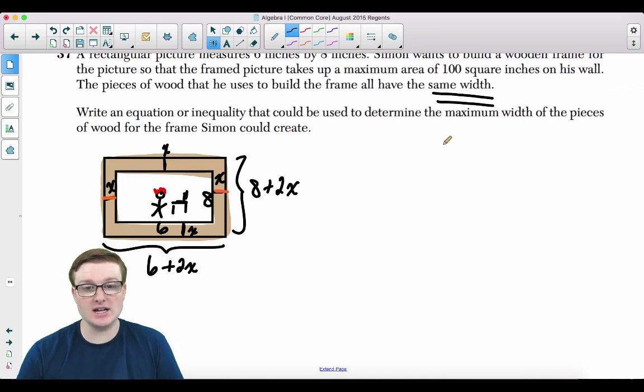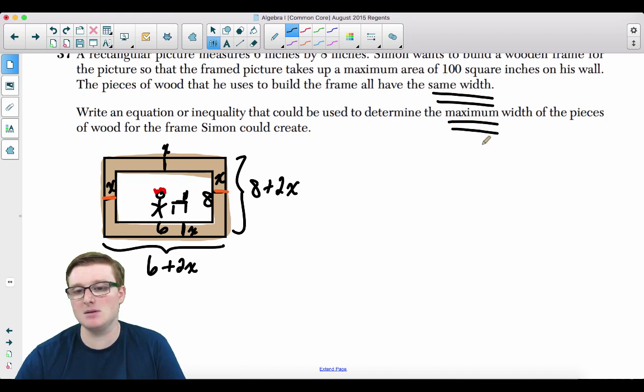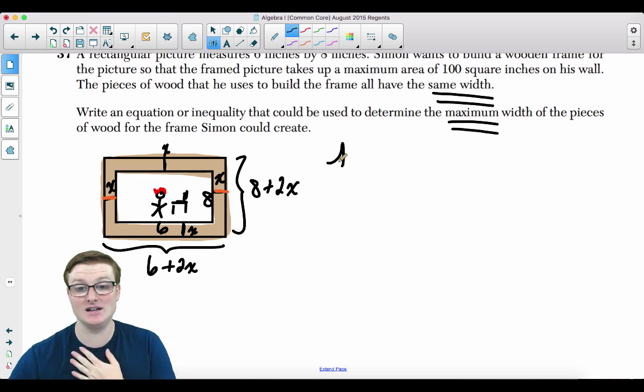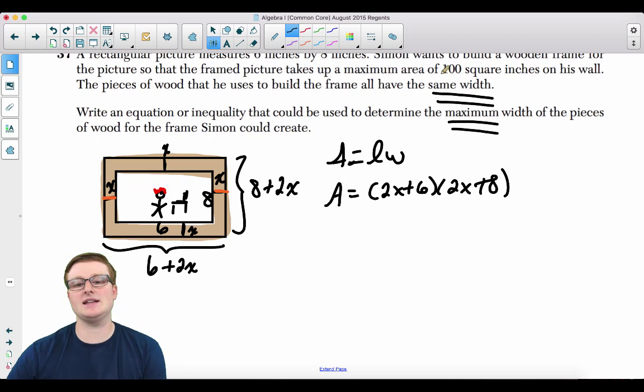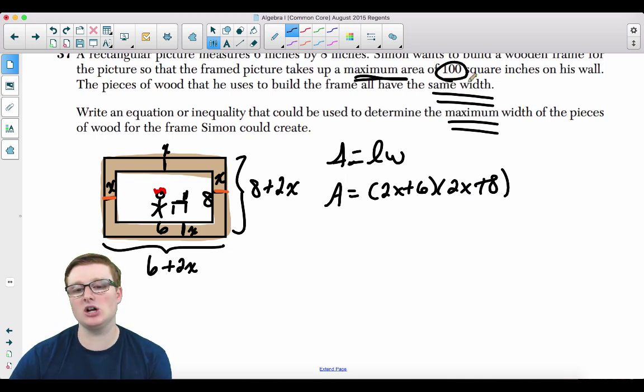So write an equation or inequality that could be used to represent or determine the maximum width of the pieces of wood for the frame that Simon could use. So I said, first and foremost, that the area of a rectangle is just length times width. So the area is equal to 2x plus 6, 2x plus 8. Now, it says here that it has a maximum area of 100. So it could be 100 or it could be less than that.